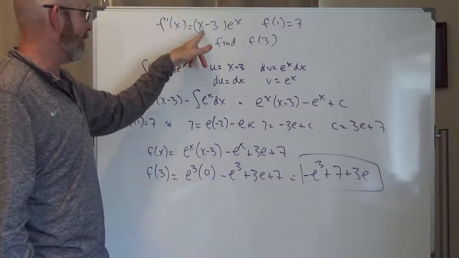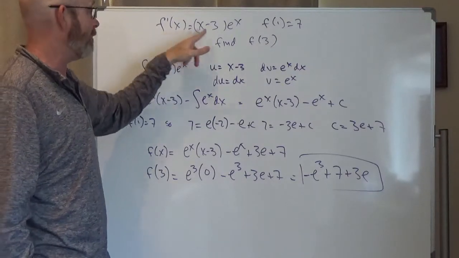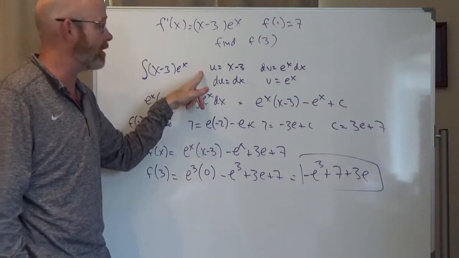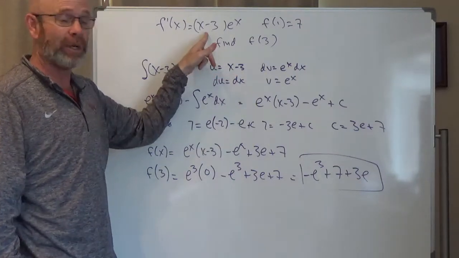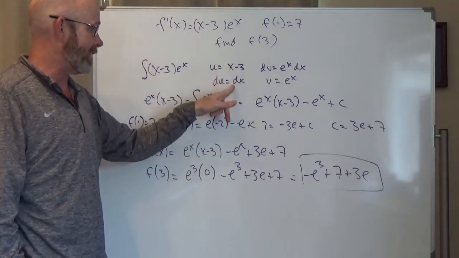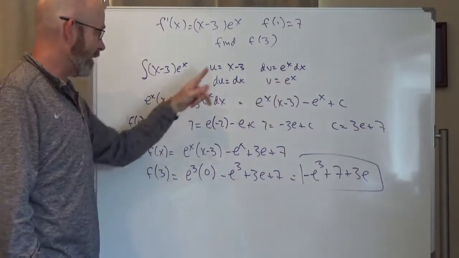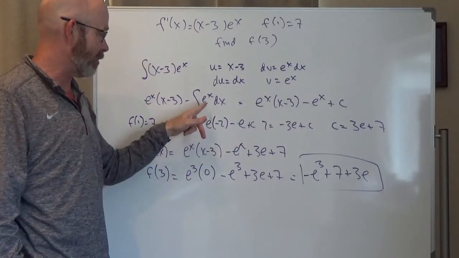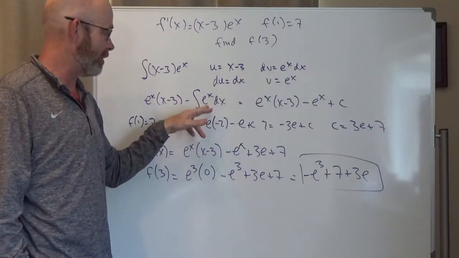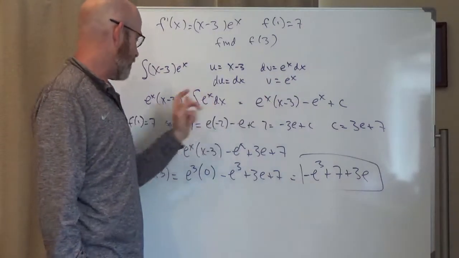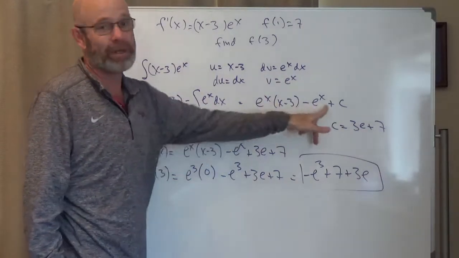So this is f prime of x, so I want to find f. Find the antiderivative of x minus 3 times e to the x. It's an integration by parts. So my u equals x minus 3, dv equals e to the x dx. du is dx, v is e to the x, so I get uv, x minus 3 times e to the x, minus the integral of v du, or e to the x, which is just e to the x, so I wind up with e to the x times x minus 3, minus e to the x plus c.